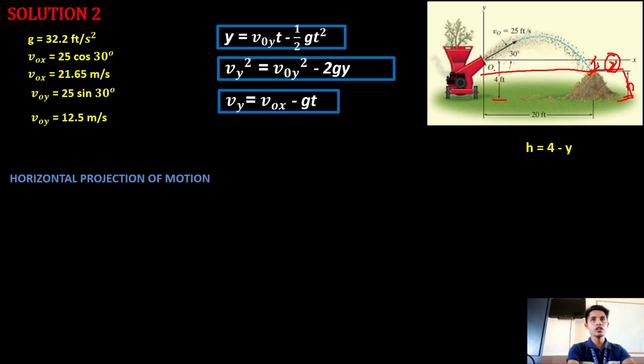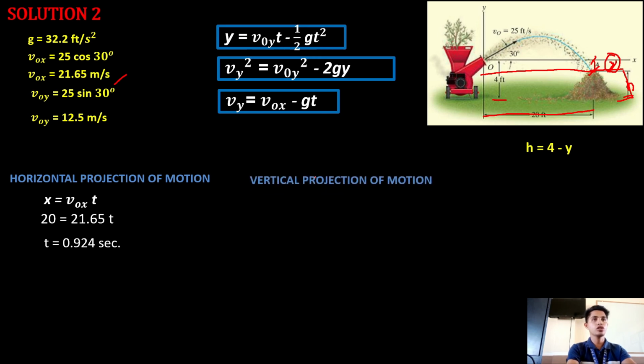Sa horizontal projection, makukumpit natin yung time kasi meron tayong distance na 20 feet. So, R is equals to velocity along x times time. So 20, yung ating range, is equals to yung kanyang initial velocity along x, 21.65 times time. Makakompute natin yung time. Total time from point O to point A is 0.924 seconds, so wala pang 1 second. Kung nakompute natin yung time, makakompute na natin yung vertical distance y.